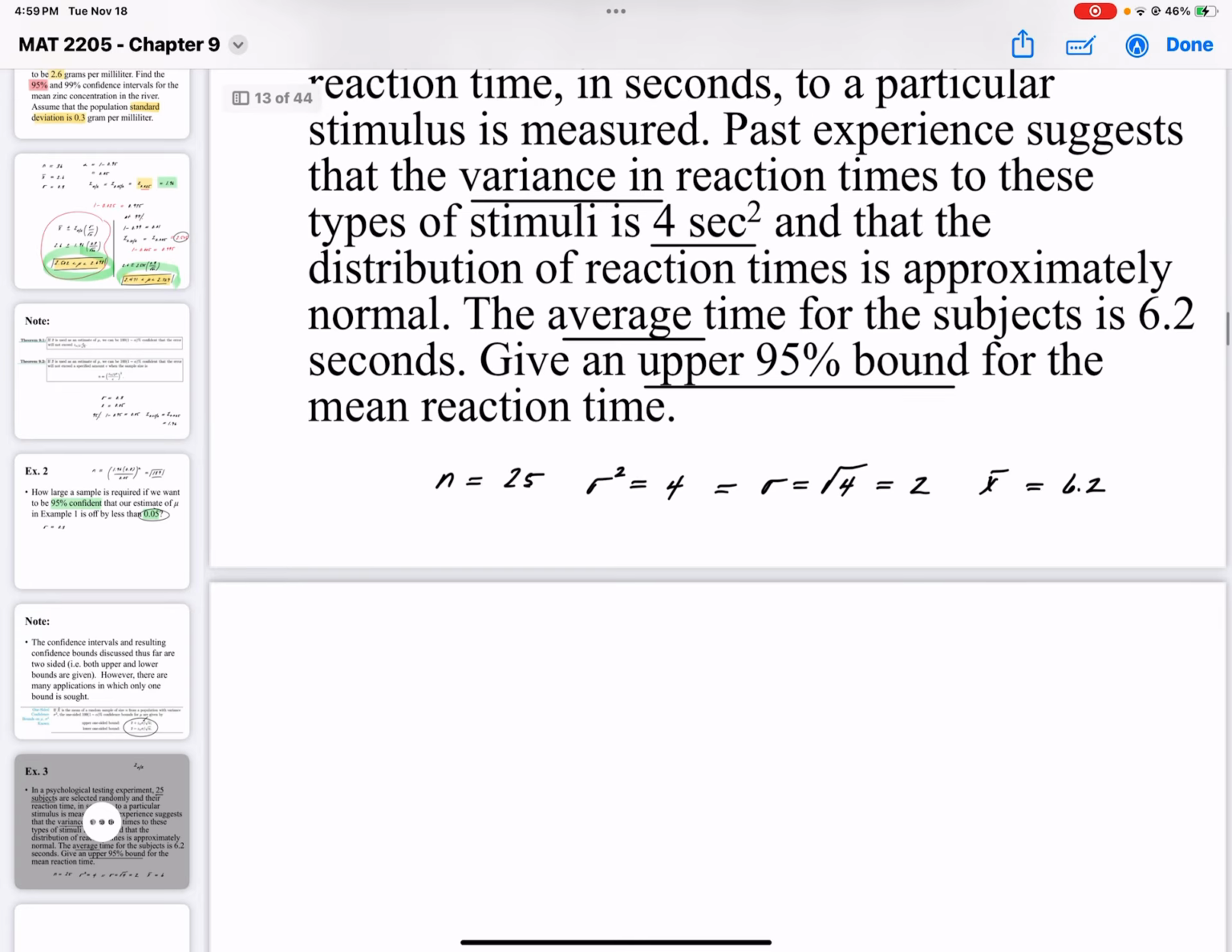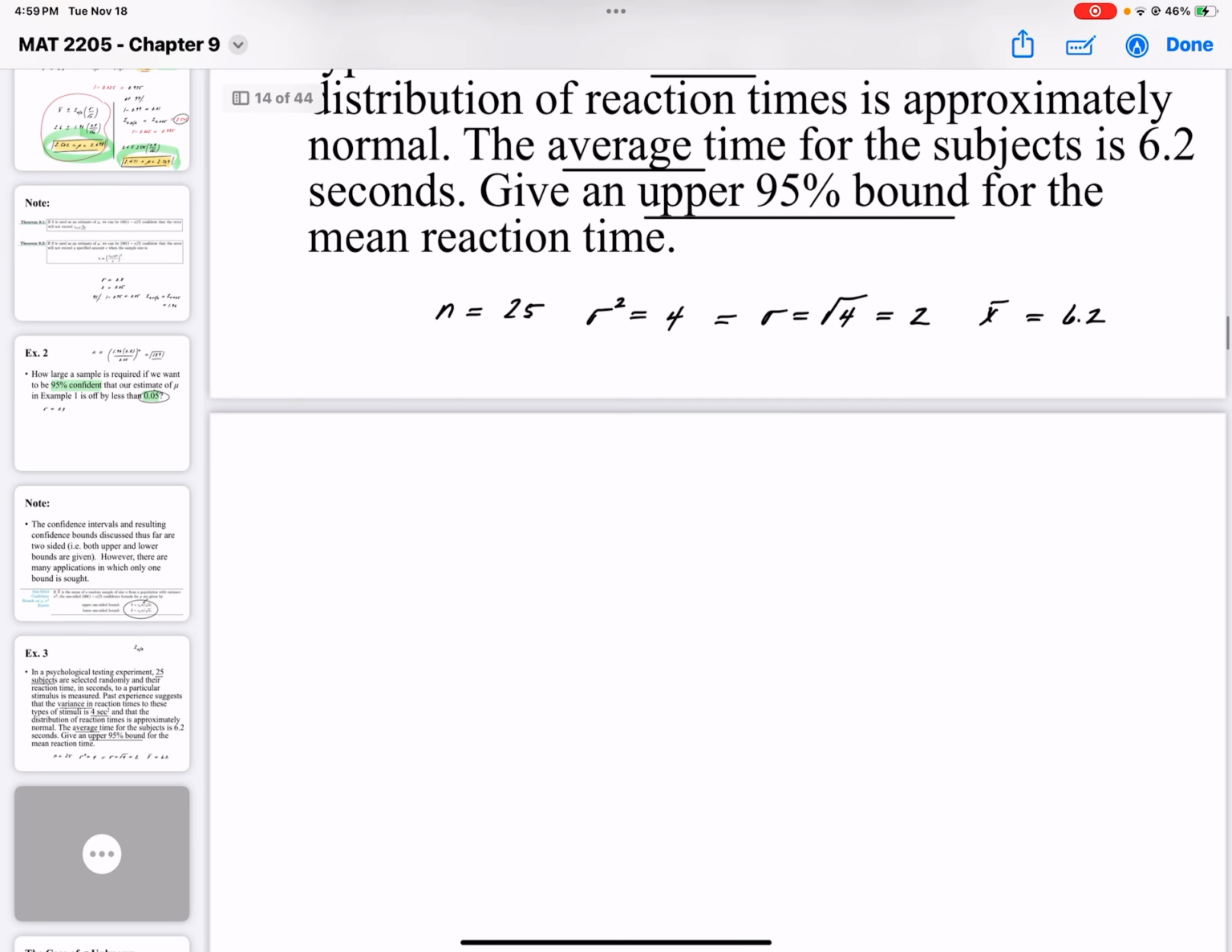Okay, they want a 95% upper bound. Well, once we get our confidence level, we immediately find alpha. 1 minus 0.95 is 0.05. This time, we are not dividing it in half. We just need to find z sub 0.05. You may already know that's 1.645. If you don't already know that, fine, let's go to the chart.